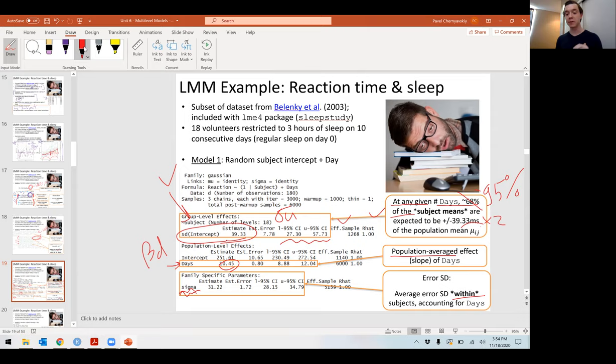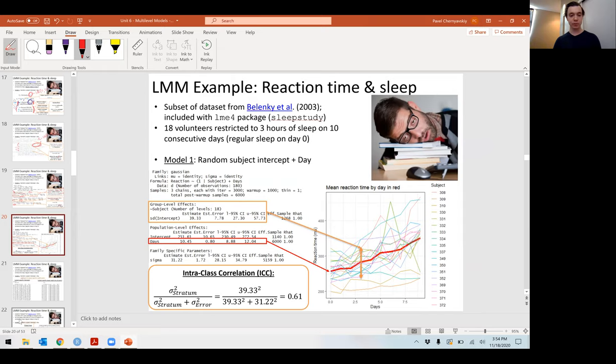Okay. Just to bring this all the way around. All right. 68% of the subject means are going to be within one standard deviation of the population line. The slope of that line is about 10 and a half milliseconds per day.